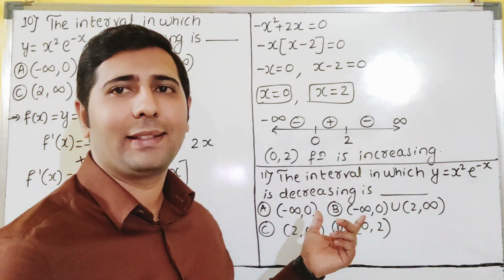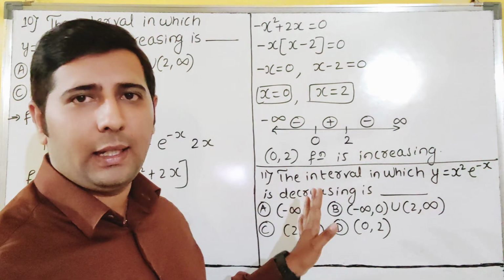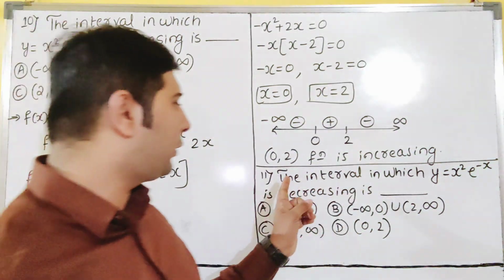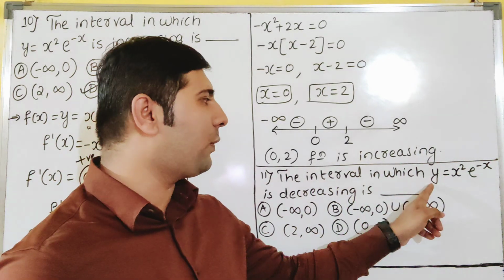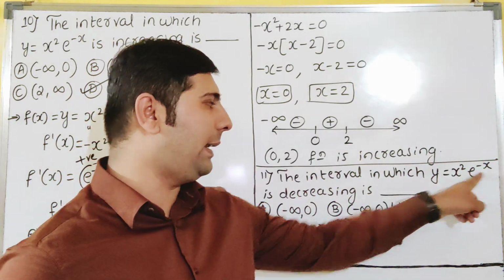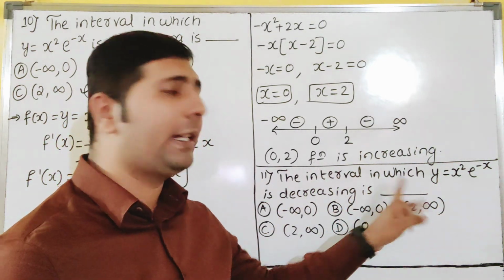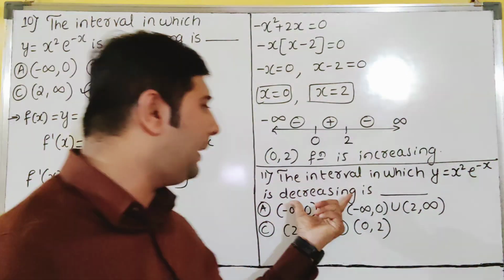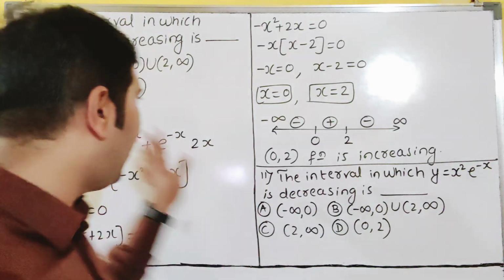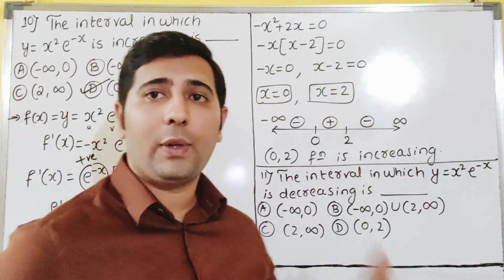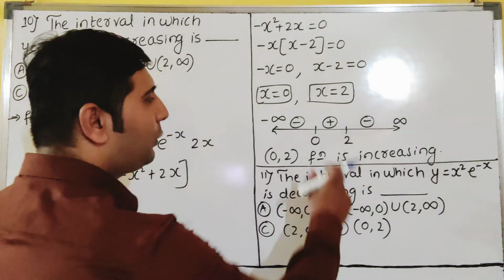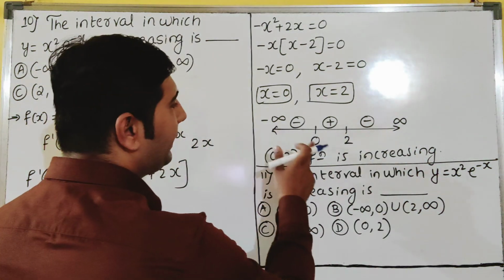Question number 11. See here. Question number 11 I have not written here only because it is related to this only. The interval in which y equals x square e raised to minus x is decreasing is what, dear student? Here they had asked increasing. Here decreasing. Same only you have to write the answer. Where the function was decreasing, can you see here? Minus sign where it has got. So from 2 to infinite and minus infinite to 0.